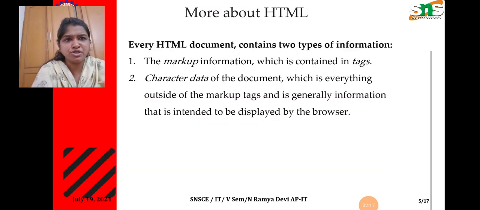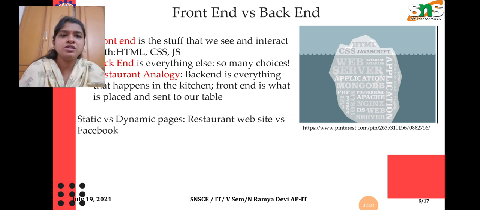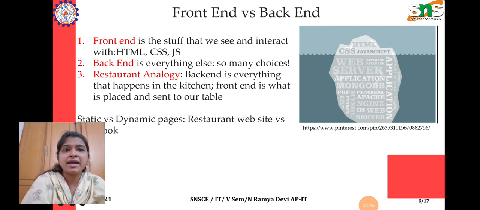Every HTML document contains two types of information: the markup information, which is contained in tags, and the character data of the document, which is everything outside of the markup tags and is generally information intended to be displayed by the browser. The front end is the stuff that we use and interact with, for example HTML, CSS and JavaScript. Back end is everything else, with many choices, like databases. In a restaurant analogy, the back end is everything that happens in the kitchen, and the front end is what is placed and sent to our table.